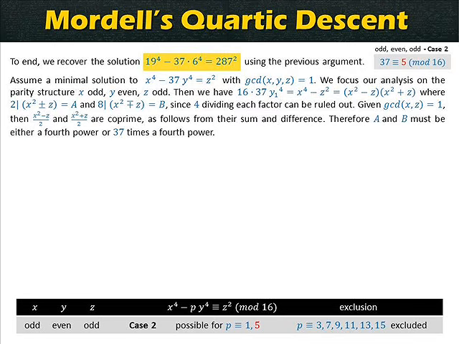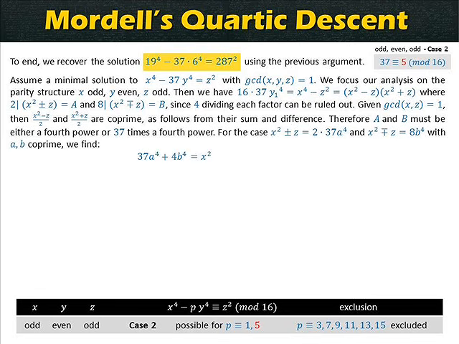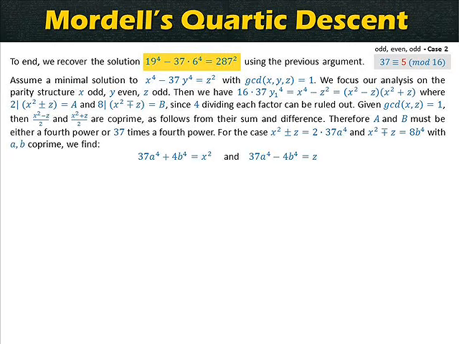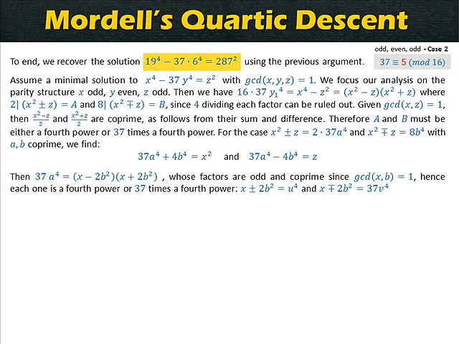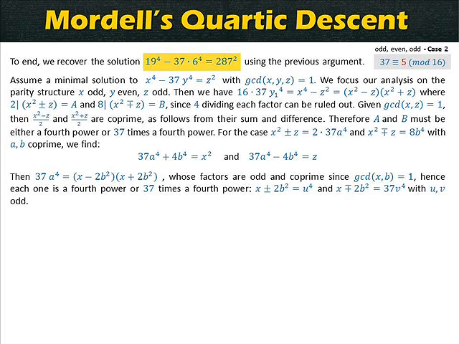Therefore, the factors must either be a fourth power or 37 times a fourth power. Combining these equations, we find that 37 times a raised to the fourth plus 4 times b raised to the fourth equals x squared, and that 37 times a raised to the fourth minus 4 times b raised to the fourth equals z. We focus on the first equation, and after factorization, we find that those factors are odd and coprime. Hence, each one is a fourth power or 37 times a fourth power, with u and v odd.